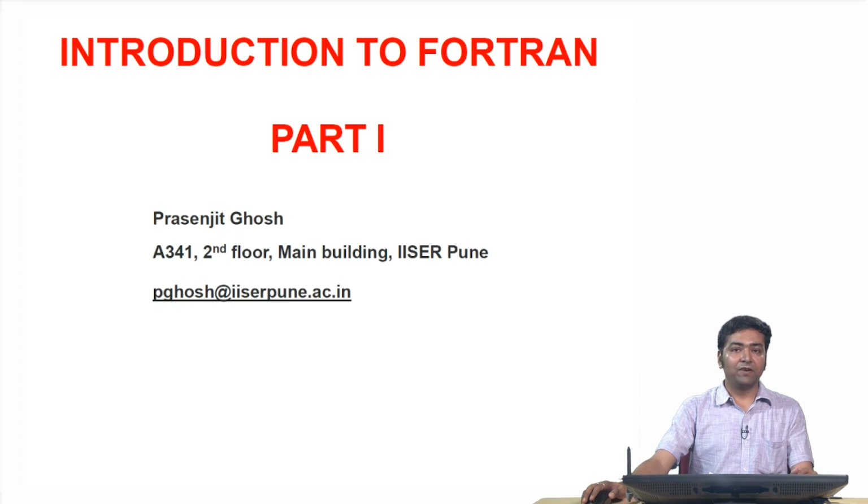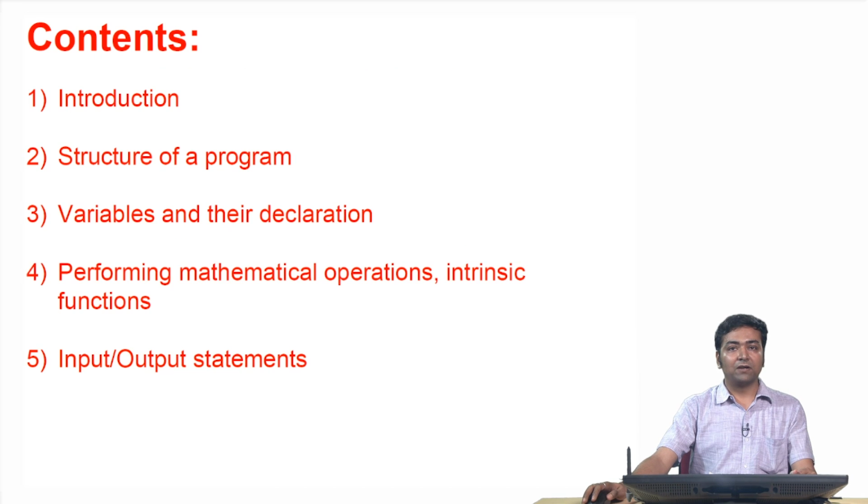This whole module I have divided into three parts. The contents of the first part are as follows. I will provide a brief introduction to Fortran programming, then I will talk about what a typical structure of a Fortran program looks like. Then I will discuss how variables are declared inside a Fortran program, then how one performs mathematical operations using intrinsic functions and other stuff, and finally, how one reads input from a file or from a screen and prints out the output, or the work that the program has done, onto a file or on a screen.